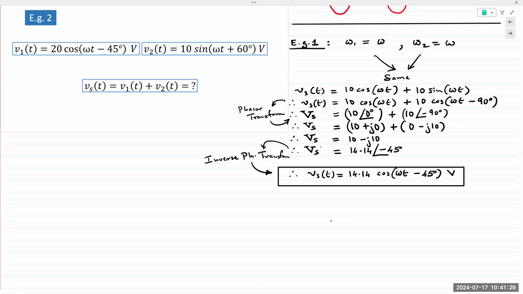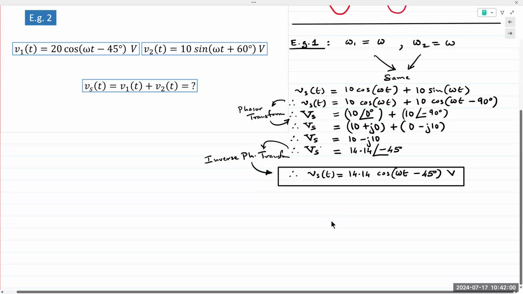Then the second term is 10 sine omega t. We cannot do a phasor transform unless the quantity is in cosine. So we have to turn sine x into cos of x. So sine omega t becomes cos of omega t minus 90. The phase angle was 0, sine omega t plus 0, and you take 0 minus 90. Once it's in cosine form, we can perform the phasor transform. Magnitude 10, phase angle minus 90. So far, so good?